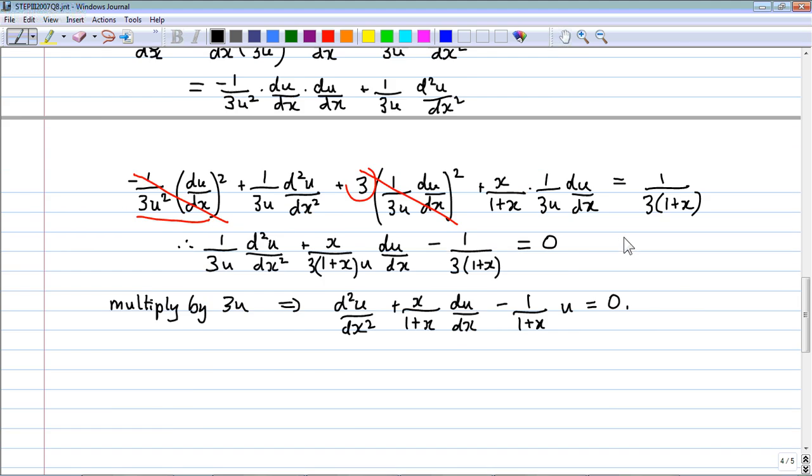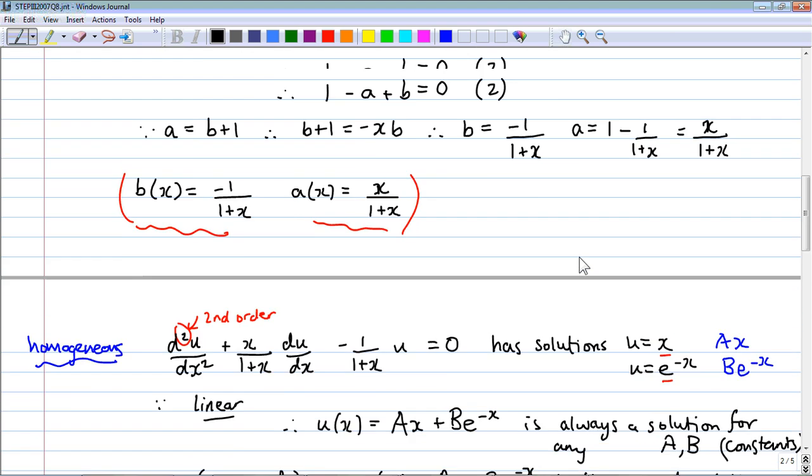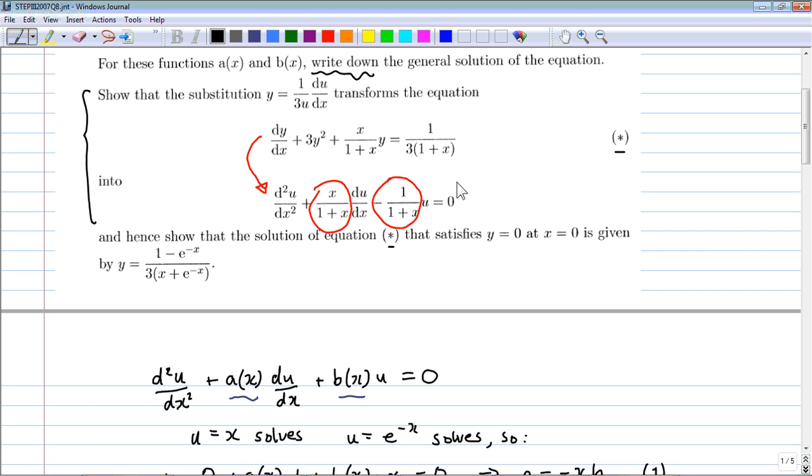So that is exactly the same differential equation as we considered in the first part. So we've shown that this is transformed into this with the application of this substitution. The only thing to be a bit careful about there is applying the chain rule properly, and it works out. Okay, and hence, using that knowledge, show that the solution of star that satisfies 0, 0 is given by this.